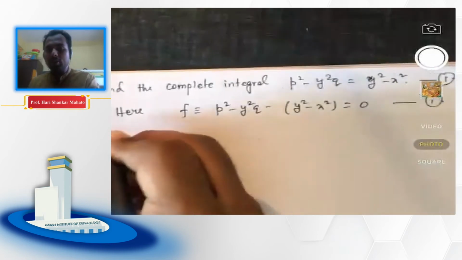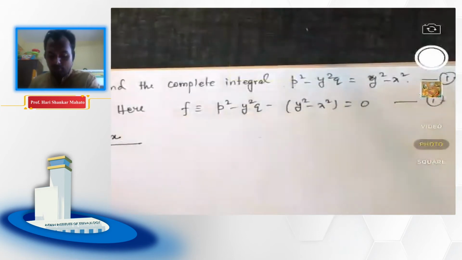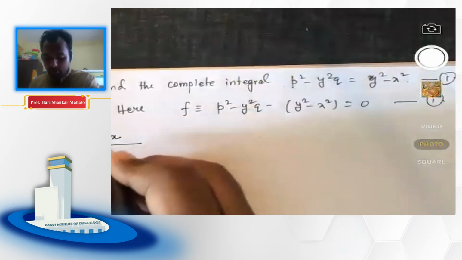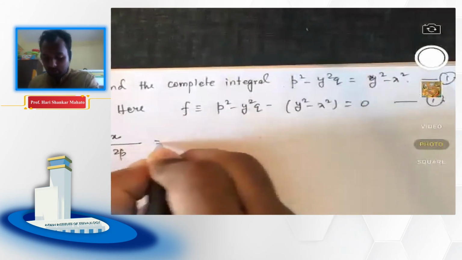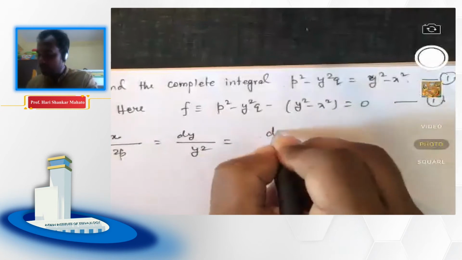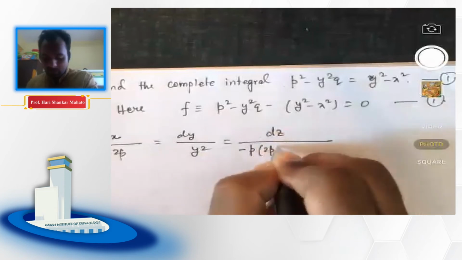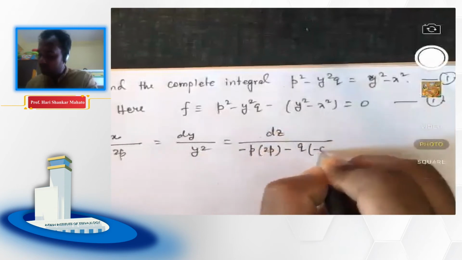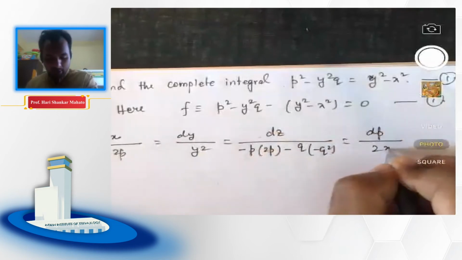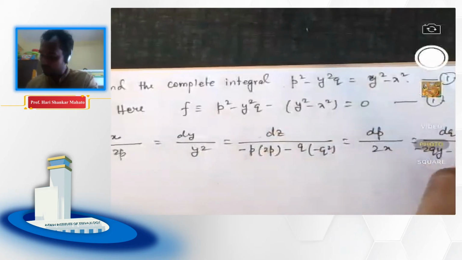So again, I can formulate the auxiliary equation. If I follow the same formula, it will become dx by minus 2p, then dy by y square q, then dz by minus p times 2p minus q times minus y square q, then dp by 2x, and dq by minus 2qy minus 2y.